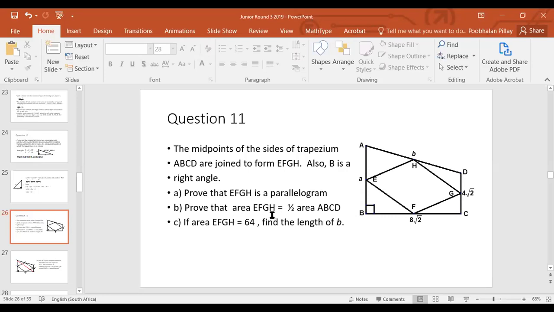Now, you have to prove that it's a parallelogram, and then you have to prove that the area of this parallelogram is half the area of the entire figure. And then they tell you, if you know the area of this parallelogram, calculate that length. So this is quite a demanding problem. I don't have many minutes, so I'm not going to rush through it, but I'm going to take you through the process. So let's go to my whiteboard.